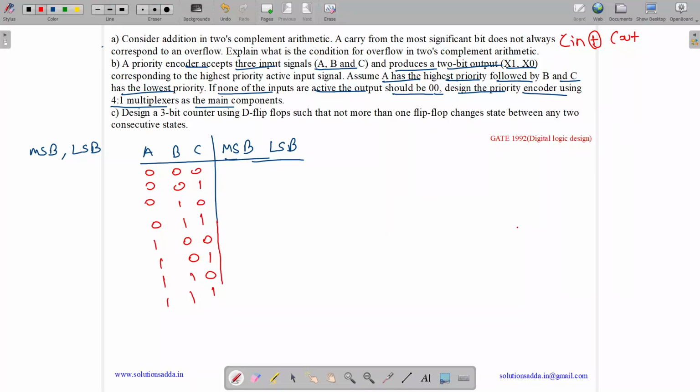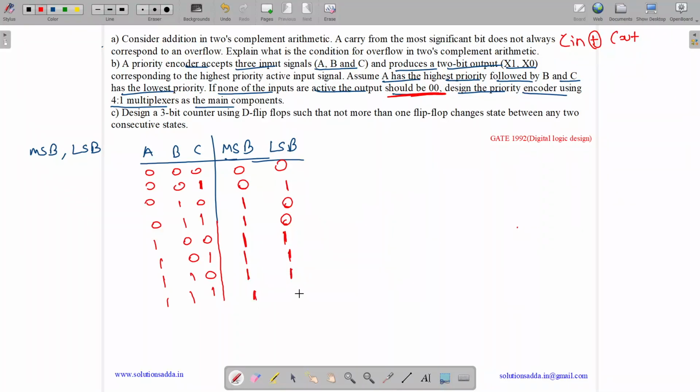Now see. If we have all zeros, then it is given that the output should be 00. If we have 001, then C has highest priority as of now, so the answer should be 01. If B is 1, then C does not matter. It should be don't care, and here the answer should be 10 for both of them. Now if A is 1, then B and C don't matter and the answer will be 11.